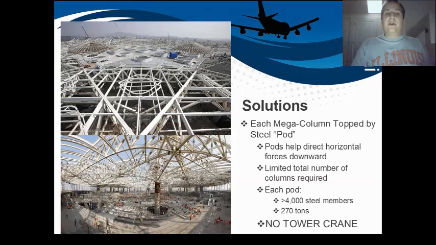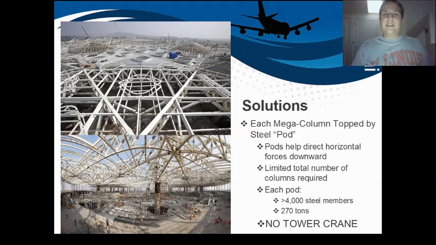So, how do you build a big roof and minimize the number of columns? Well, the engineers came up with the idea for steel pods, they called, and the steel pods are placed on the top of each column. The pods help direct the horizontal forces downward, and they limit the total number of columns. I think the pods for this design cut the number of required columns in half. And each pod is over 4,000 steel members and over 270 tons.